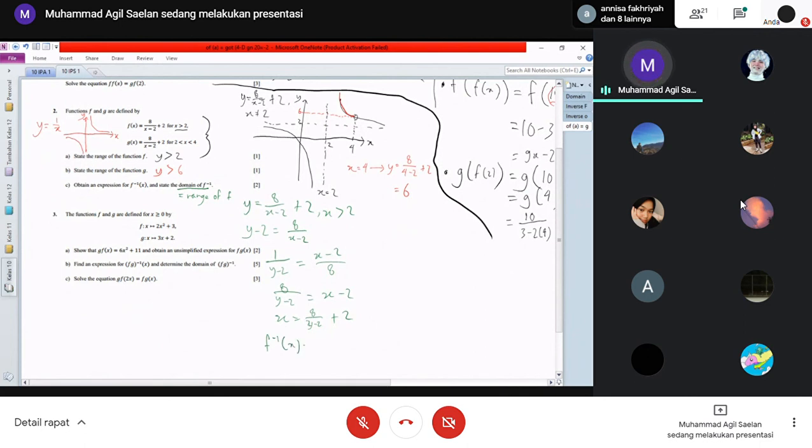So yeah, the inverse is just we swap x and y here. So f inverse of x equals 8 divided by x minus 2 plus 2. Okay, and the domain is equal to the range of f, which is greater than 2. So the domain is x greater than 2. Yeah, and as you can see, the inverse of f is the same as the function itself. Okay, so that's it for today.